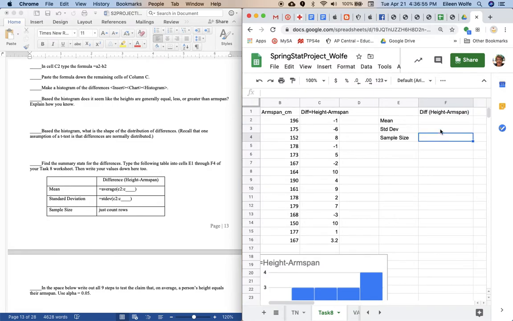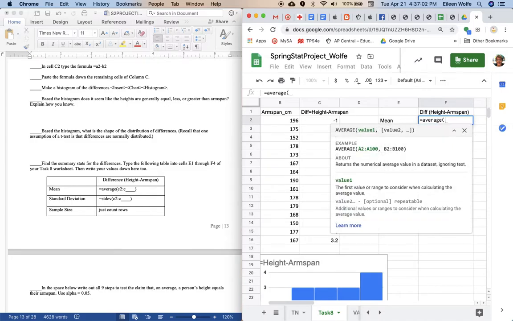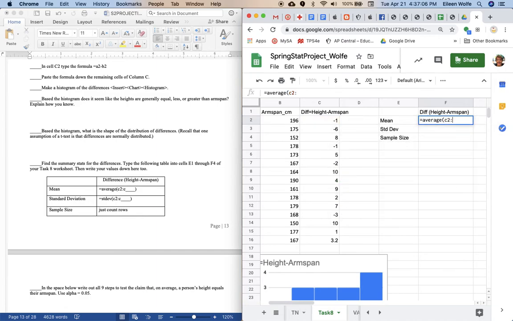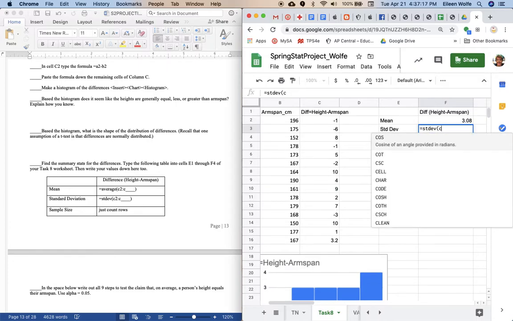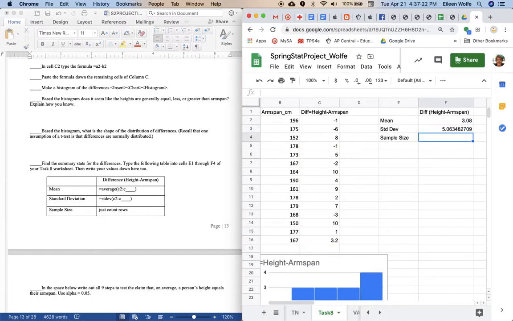You can see that. And now I'm going to type some spreadsheet commands: equals AVERAGE. So I've got data sitting in C2 down to C16. Hit enter. And then equals STDEV. Remember, I don't want any of the fancy standard deviations, just STDEV. And it's C2 down to C16. And like I said, just by counting, I see I have 15 rows of data.